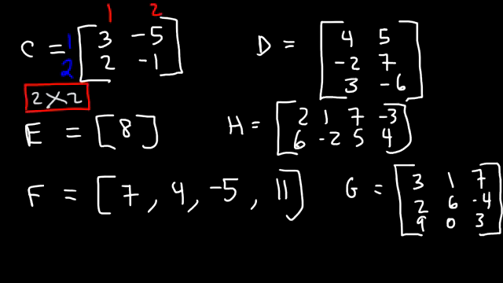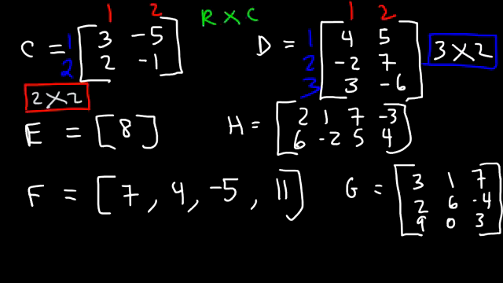Now, for matrix D, we have 3 rows and 2 columns. So this is going to be considered a 3 by 2 matrix. So the order of the matrix is always going to be the number of rows times the number of columns. Now for matrix E, it has 1 row and 1 column. So because it only has one number, it's a 1 by 1 matrix.